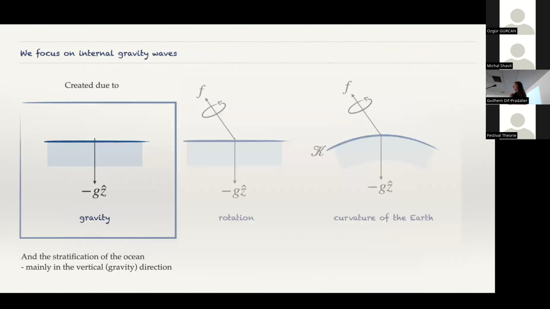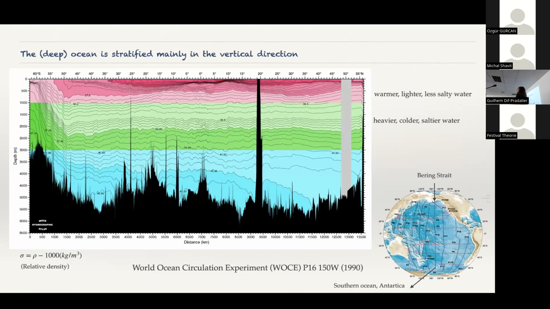Okay, and today I'm going to focus on gravity. At the end, I'll talk a little bit about rotation. Gravity creates internal gravity waves because the ocean is stratified mainly in the vertical direction. This is a measurement of the ocean density. This is a measurement from the Pacific Ocean. It was taken in the 90s, and what you see here are lines of constant density, taken all along the Pacific Ocean.